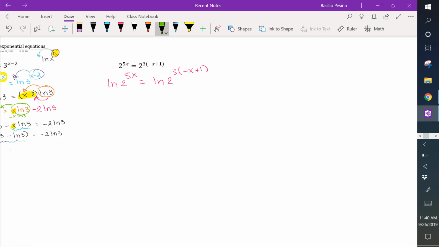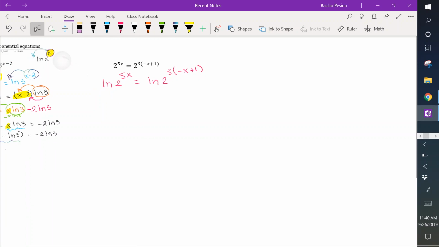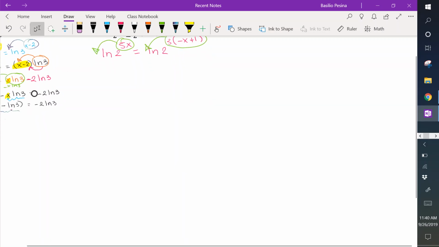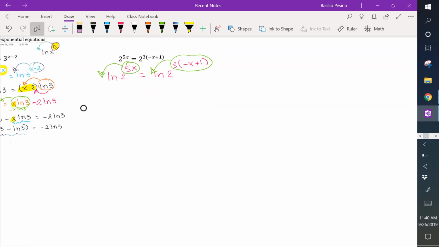According to my rule, I can go ahead and use the exponent rule. I take these exponents right here and bring them to the front as the new coefficients. So that gives me 5x ln of 2 is equal to all of this together, 3(-x + 1) ln of 2.